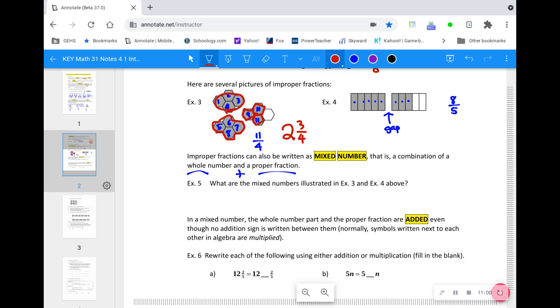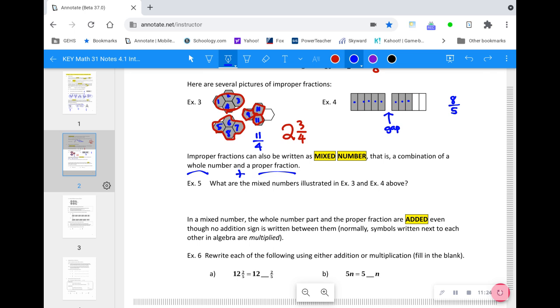This is one of the only places in math where between these, two things shoved up against each other usually means multiplication, but in this case it's like adding. So this is really, if you think of it, 2 plus 3/4, and we read it with the word and. So we read it 2 and 3/4.